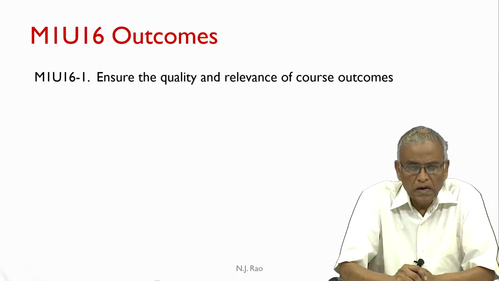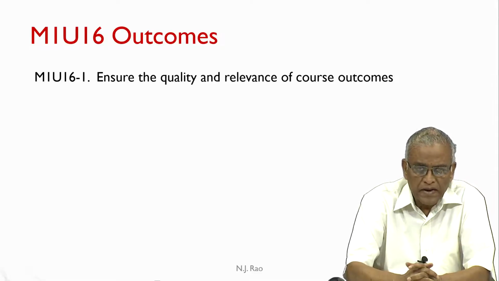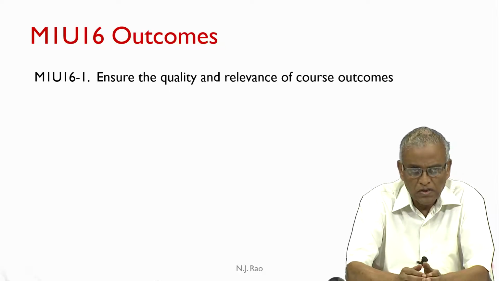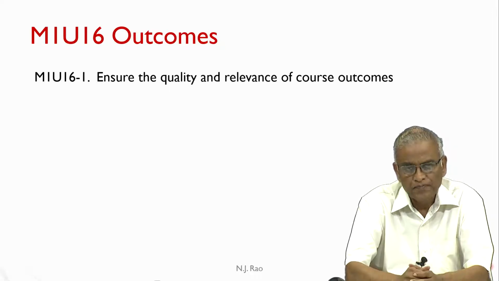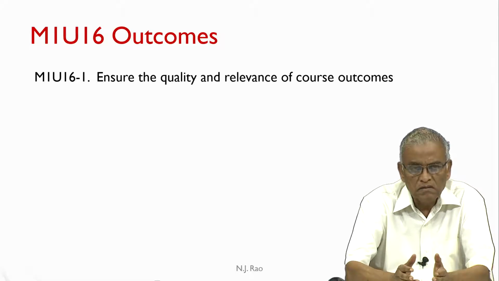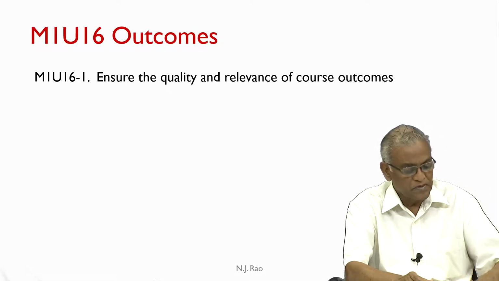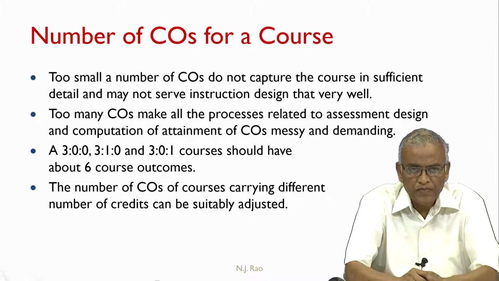Now, in the current unit, whatever we write as course outcomes, we want to ensure their quality and relevance. How do we do that? Of course, one can write some outcomes by just looking at the content or list of topics. But instead of leaving it to chance, how do we ensure the quality of the outcomes that are written and the relevance of the course outcomes as well? That will be the purpose of this unit.